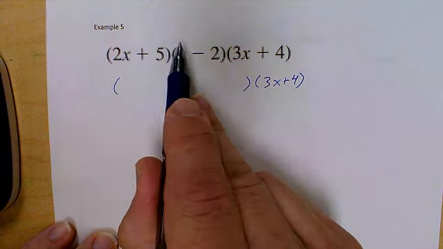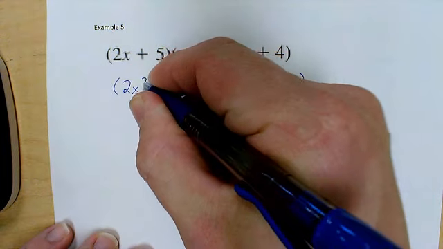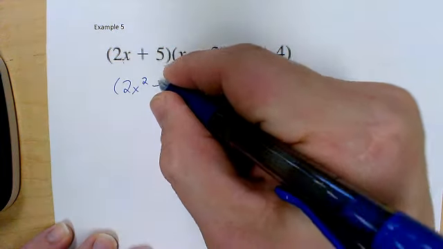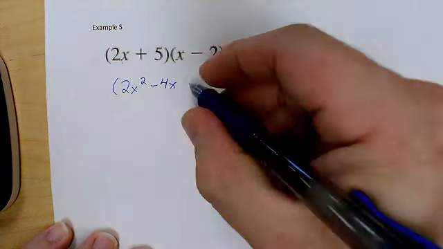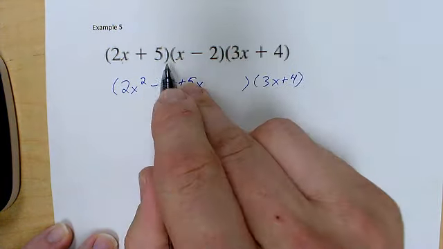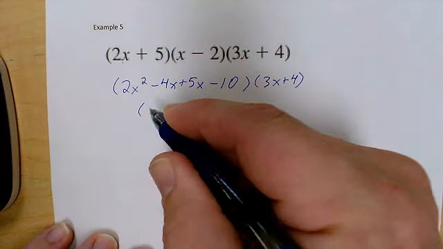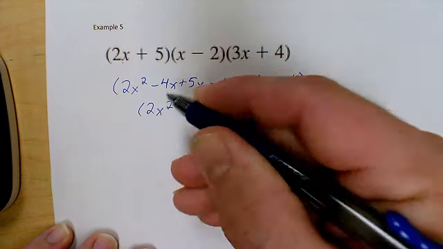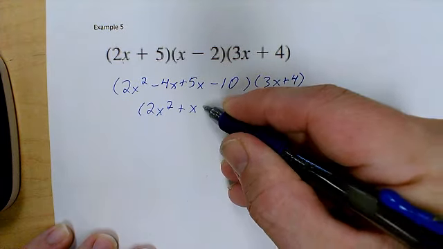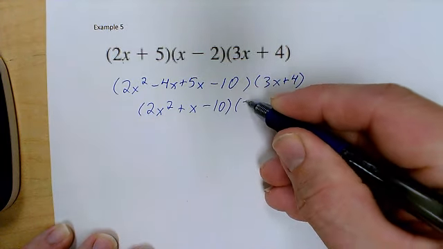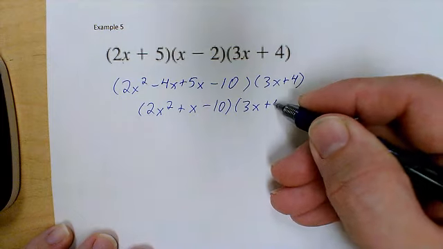Multiplying these two out, 2x times x will be 2x squared. 2x times negative 2 will be negative 4x. 5 times x. 5 times negative 2. Now I do have like terms to combine here before I move on, so I'm going to make that 2x squared plus 1x minus 10, and I'm still going to have to multiply that with the 3x plus 4.